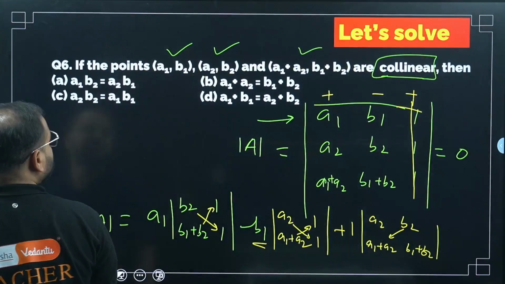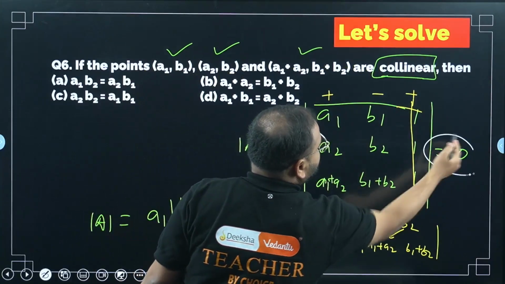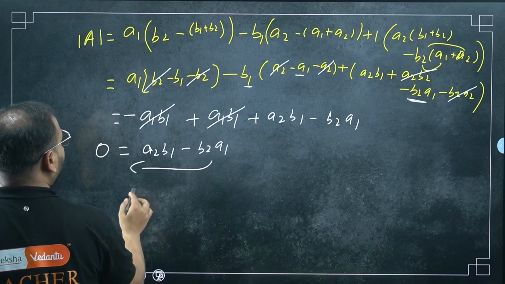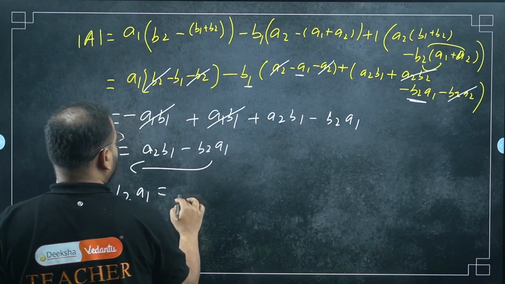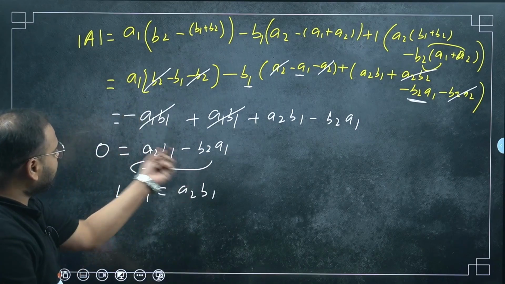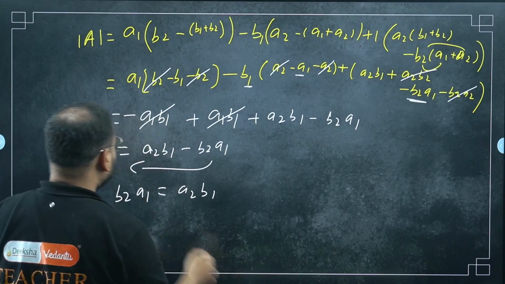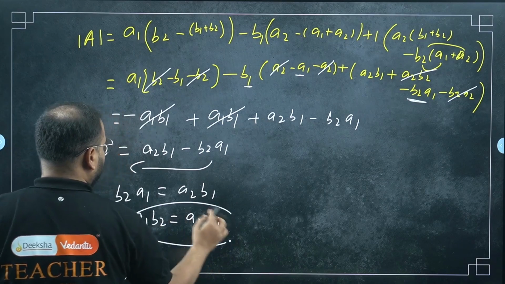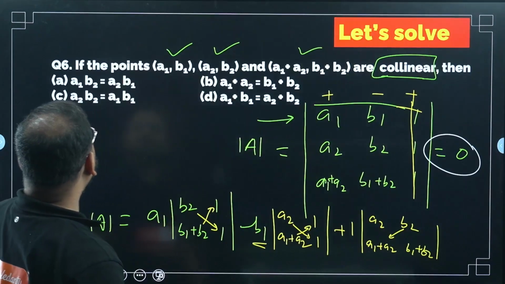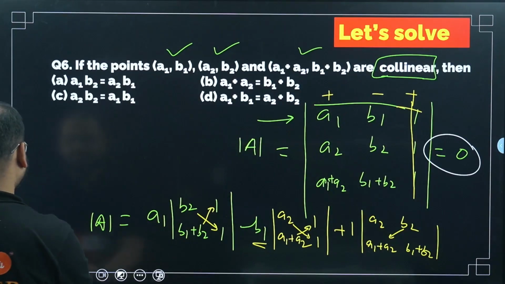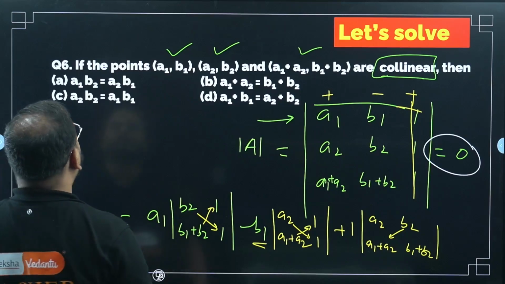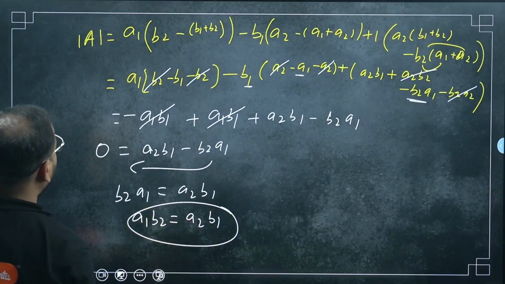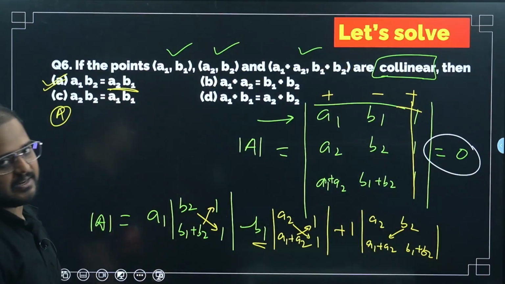Okay, what is given in the question? This determinant is equal to 0. I found this determinant over here is equal to 0. So put this here, you get what? b2 a1 equals a2 b1. Please check. b2 if I bring here, it will become positive. Please arrange it. So a1 b2 equals a2 b1. Option A. Check here. a1 b2 equals a2 b1. Option A is the correct answer.